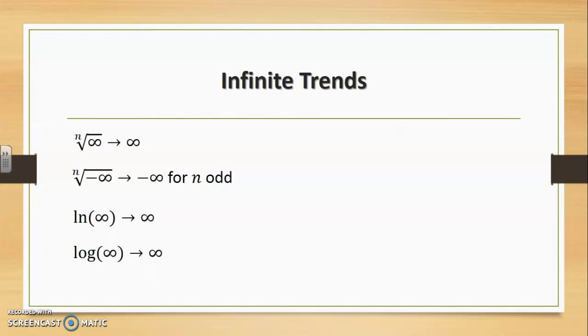Other infinite trends include the roots. So in this case, the nth root of an infinite number is infinite. The nth root of a negative infinite number is minus infinity, as long as we are talking about odd roots. Logarithmic functions in base e or in base 10 both become infinite at their right extremities. We need not discuss their left behavior since the domain prohibits us from going to the left.